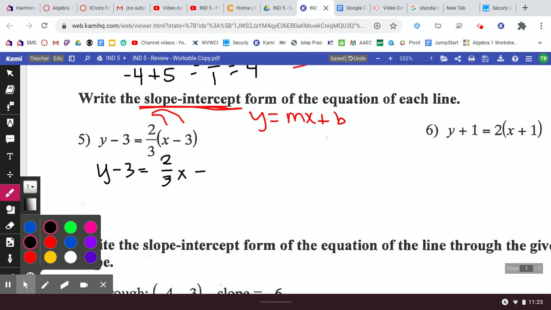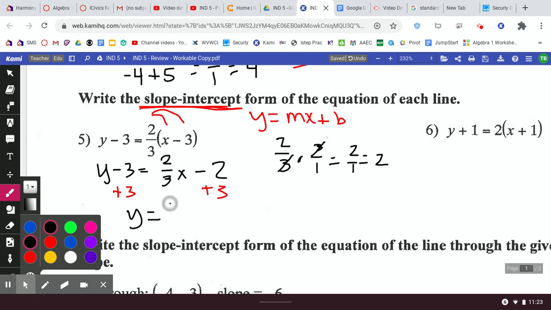Now, if you need to, out to the side, you can take 2/3 times 3 over 1. The 3's cross-reduce, and you're left with 2 over 1, which is 2. So 2/3 times 3 is 2, and we already determined it's negative, right, because it's a positive times a negative. And then still trying to get to y equals mx plus b, I'm going to add 3 and add 3. And so I get y equals 2/3 x, negative 2 plus 3 is positive 1.